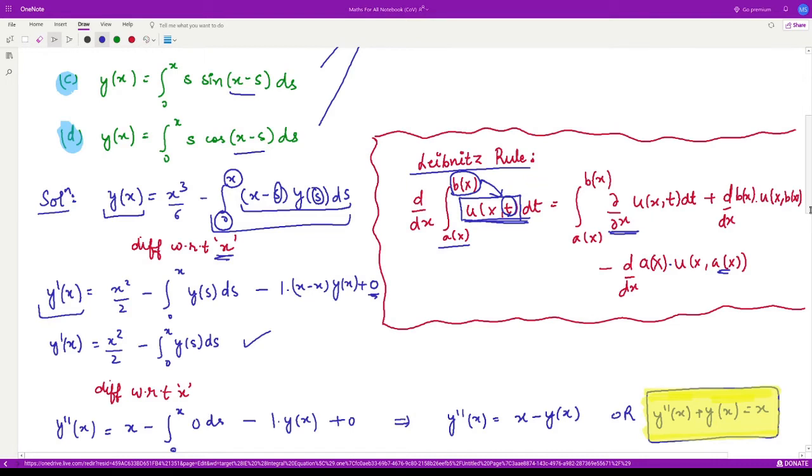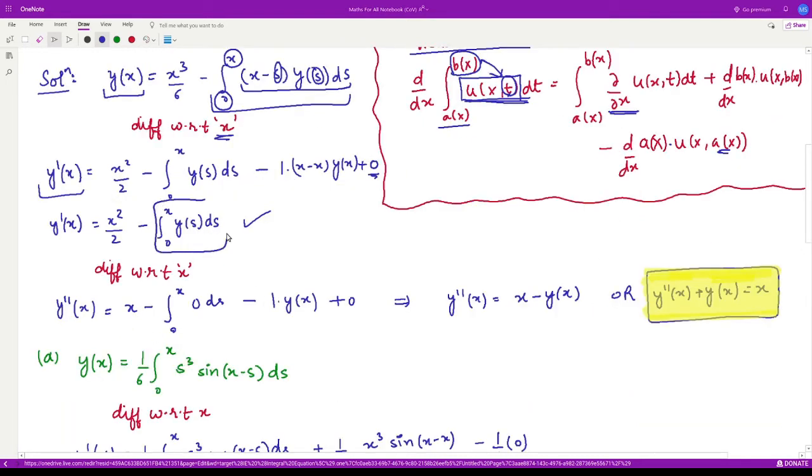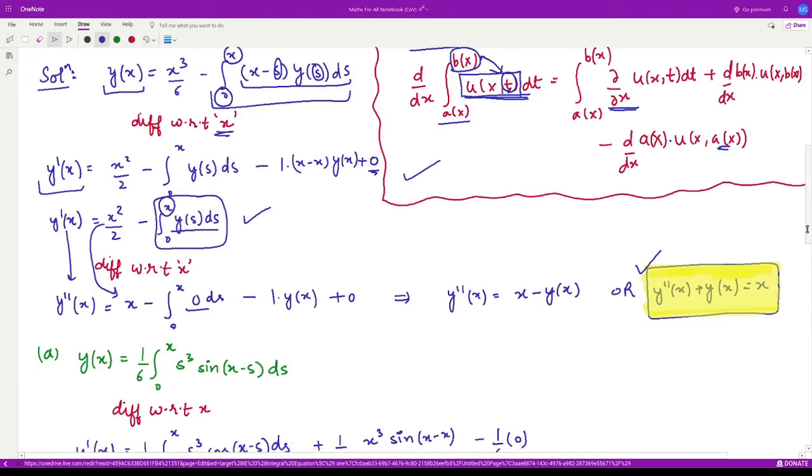We can again differentiate this to eliminate the term containing the integral, right? So it becomes y double dash x. The derivative of this term simply gives x. And here we'll again apply this Leibnitz rule. So it would be minus integration from 0 to x of the partial derivative of this term with respect to x, which would be 0 because there is no x. And minus as such, the derivative of the upper limit would be 1, and y of x plus 0. So you can simplify this. So our equation representing in the form of a differential equation is this: y double dash x plus y of x is equal to x.